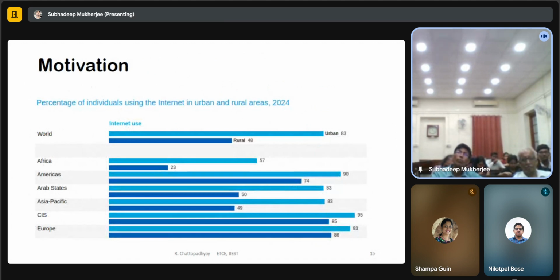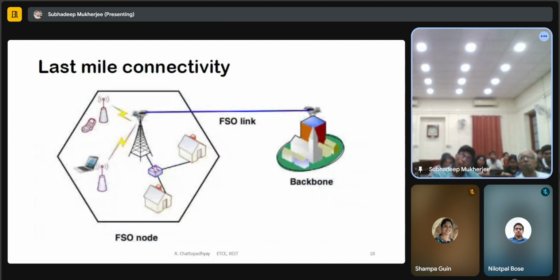So our motivation for this study is that if we look into internet use in rural and urban areas, we can see that worldwide, internet connectivity to rural areas is very low. One of the problems is that we cannot have a viable commercial model for which a service provider will put up infrastructure in a rural area, because the revenue generation will be very low for them. So our objective is to find a way to give remote locations connectivity using free space optical communications.